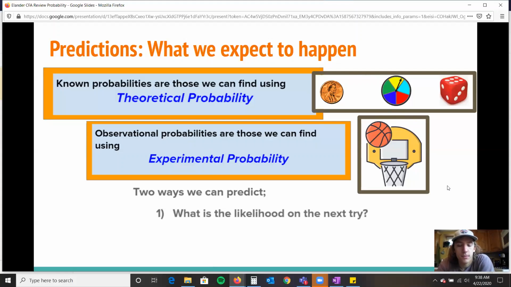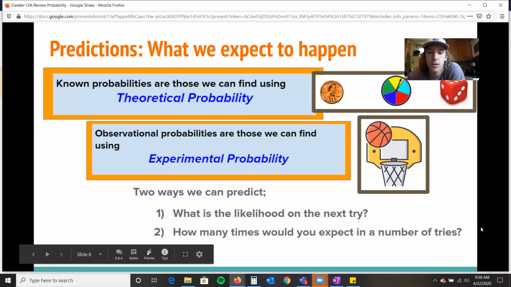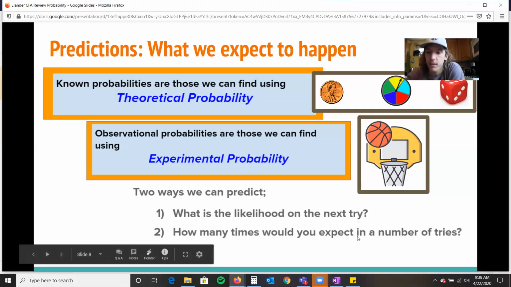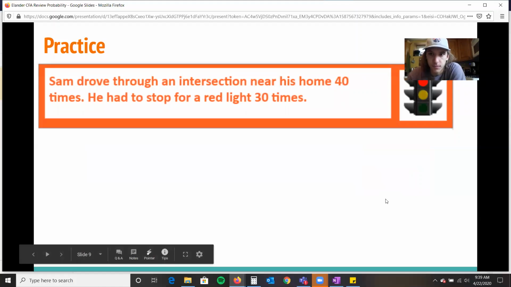All right, so 2 ways we can predict. What is the likelihood next try? So that's the thing we can predict. What's the likelihood on the next try? And then another thing we can find is how many times would you expect a certain event to happen in 100 more tries or in 10 more tries. So let's try it out.